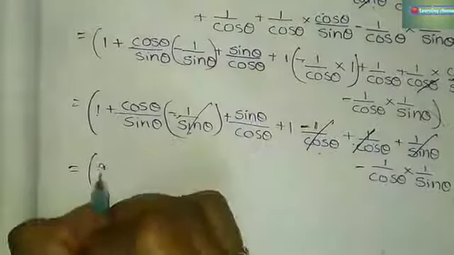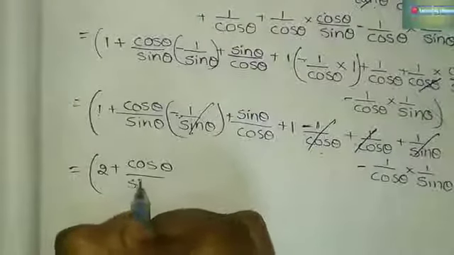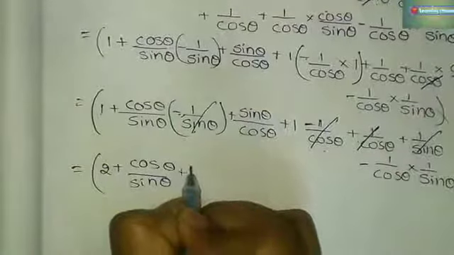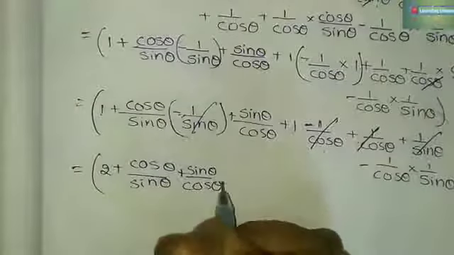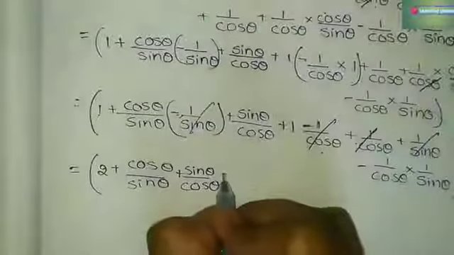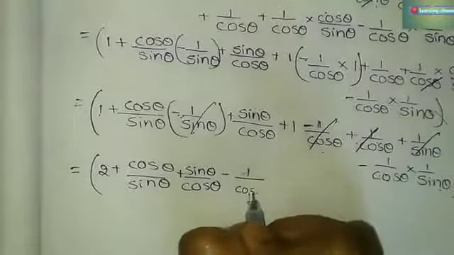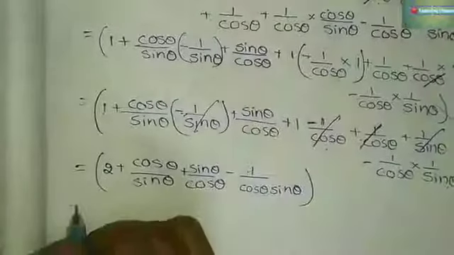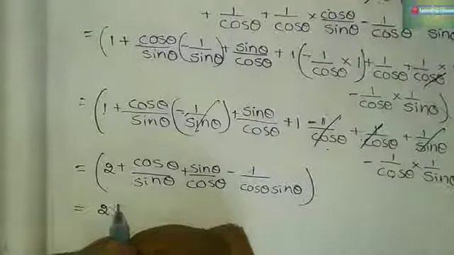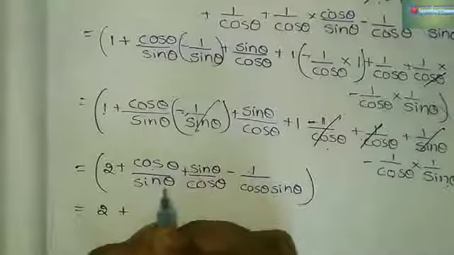So secant square theta minus 1 is equal to tan square theta. So I am writing tan square theta into, and also we have cosecant square theta minus 1 is equal to cot square theta. Tan square theta, cot square theta is nothing but 1 by tan square theta. These two will cancel and the answer is 1.